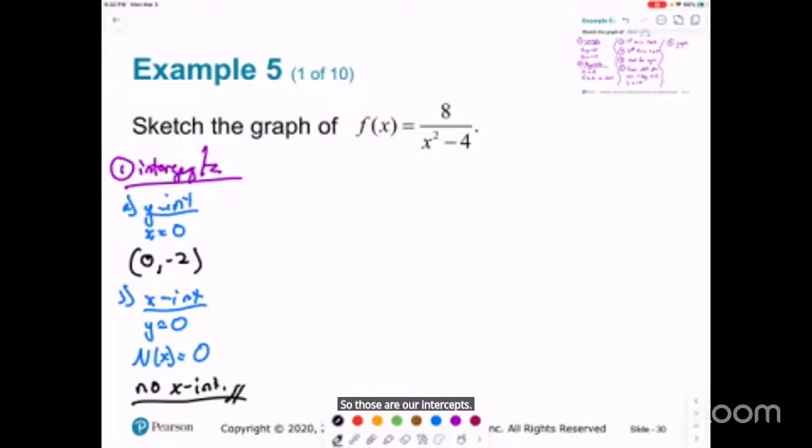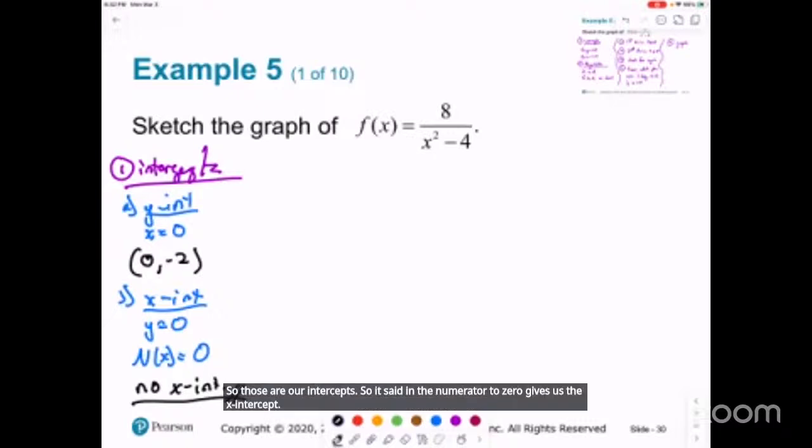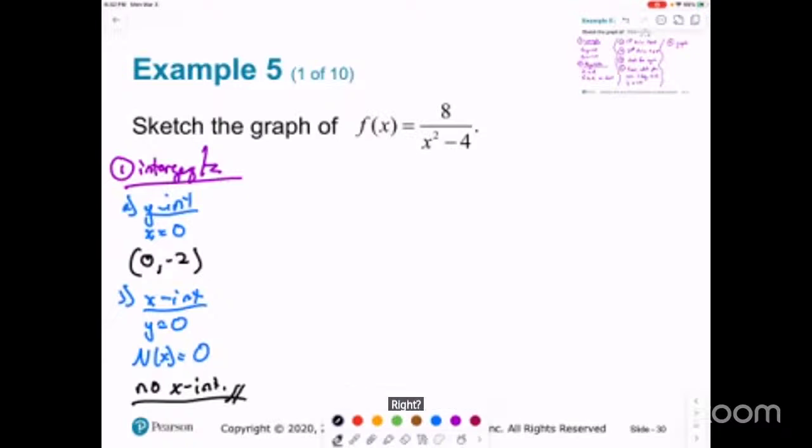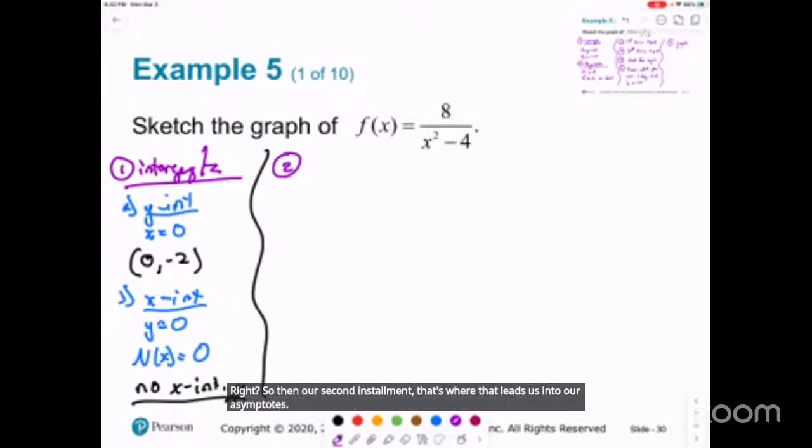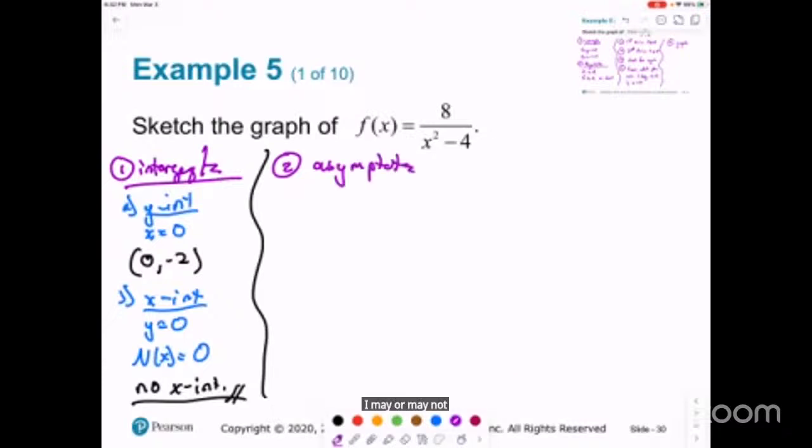So if setting the numerator to 0 gives us the x-intercept, then setting the denominator to 0, what is that going to give us, right? So then our second installment leads us into our asymptotes. I may or may not be saying that right, but I'm just going to go with it. So again, we're going to start with the vertical asymptote.